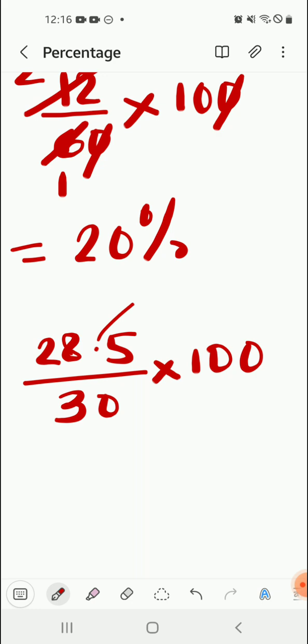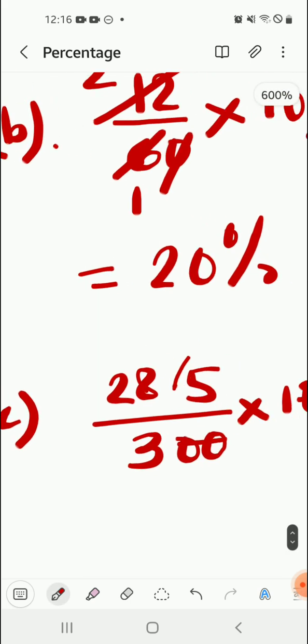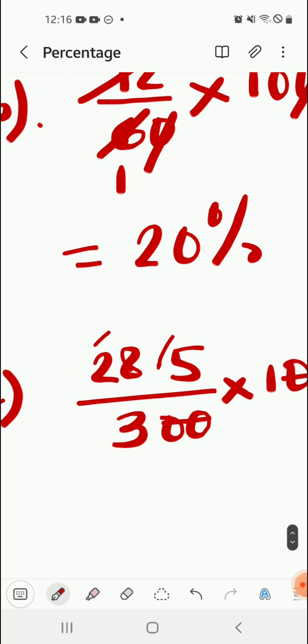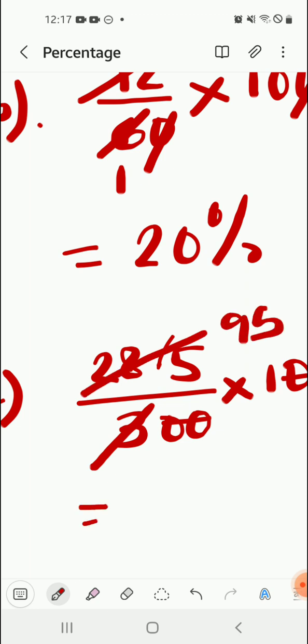In order to remove this decimal point, we have to insert a 0 here and we can remove this decimal point. Now cancel it out. Now we'll see whether it is possible to divide 285 by 3. We will apply the rules of divisibility. Add the digits: 2 plus 8, 10, plus 5, 15. 15 is in the 3's table, which means that 285 is divisible by 3. Once we do it, we get 95. So my answer is 95%.